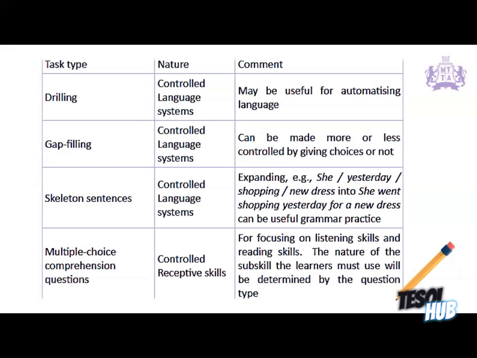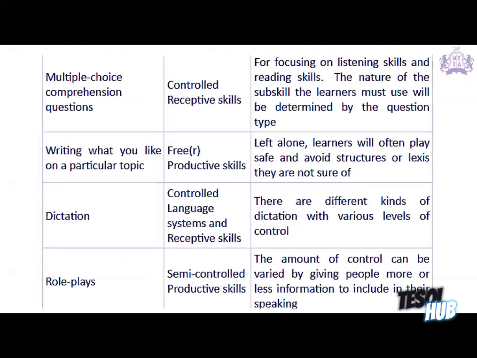Multiple choice comprehension questions are controlled receptive skills. Controlled receptive skills focus on listening and reading skills. Writing what you like on a practical topic is freer practice. Why? Because it uses the productive skills. What are the productive skills? Speaking and writing. So whenever we have speaking and writing in a free way, it means this is freer practice. It focuses only on fluency, not accuracy.